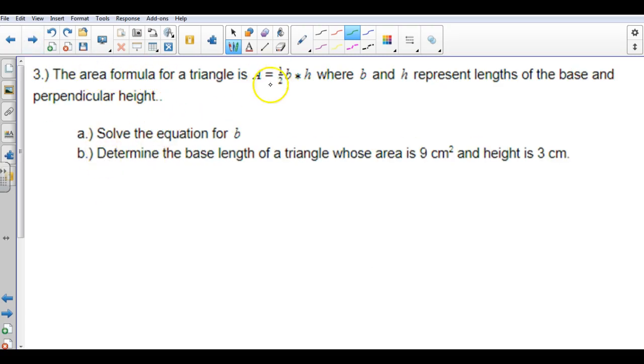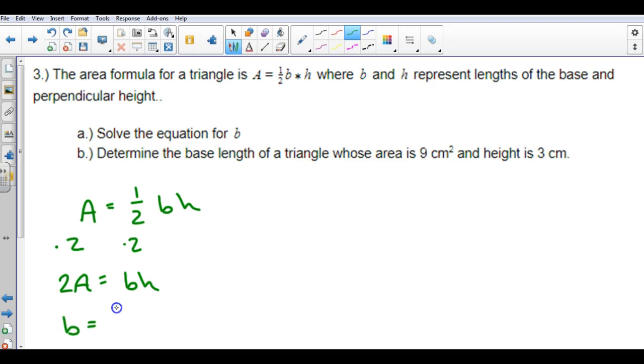Next one. So similar, we have a triangle problem. I have an area equals 1/2 base times height. So I've got the area of a triangle where B and H are your base and your height. I want to solve this equation for B. So A equals 1/2 base times height. The first thing I'm going to do is get rid of the 1/2. What I can do is divide by 1/2, which is also the same thing as multiplying both sides by 2. So I now have 2A is equal to B times H. And then if I want to get B by itself, I just have to divide both sides by H. So B is now by itself.